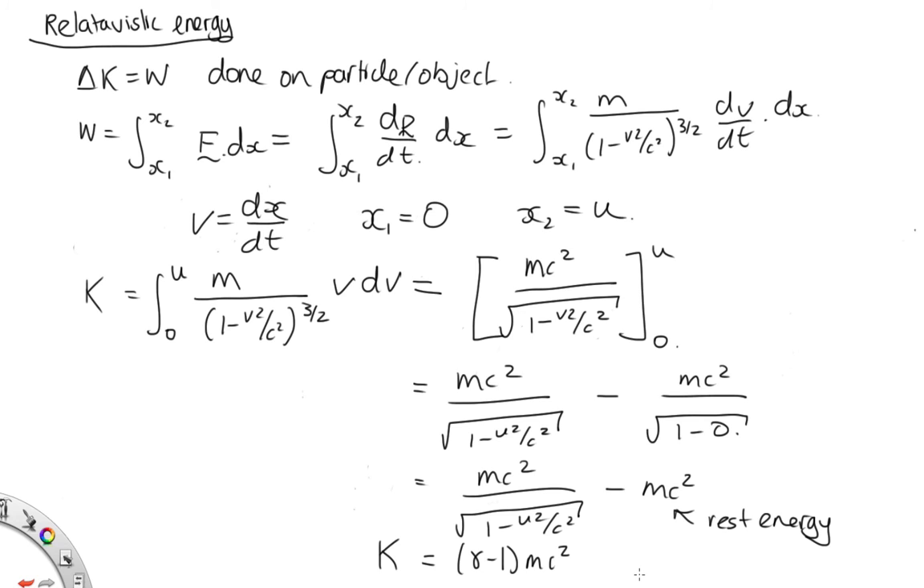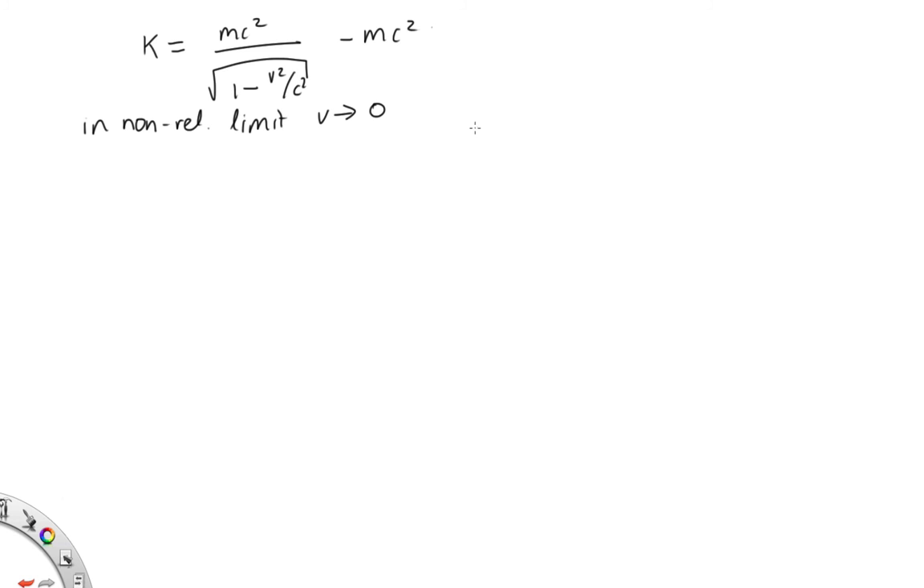Now what we're just going to do is consider the non-relativistic limit and make sure that this definition of kinetic energy agrees in the non-relativistic limit. Okay, so we've just said that the kinetic energy is given by mc squared over the square root of 1 minus, well, v squared or u squared, we'll put v squared, that's the final velocity, minus mc squared. So in the non-relativistic limit, v goes to 0, and our kinetic energy should be given by the normal thing, a half mv squared.